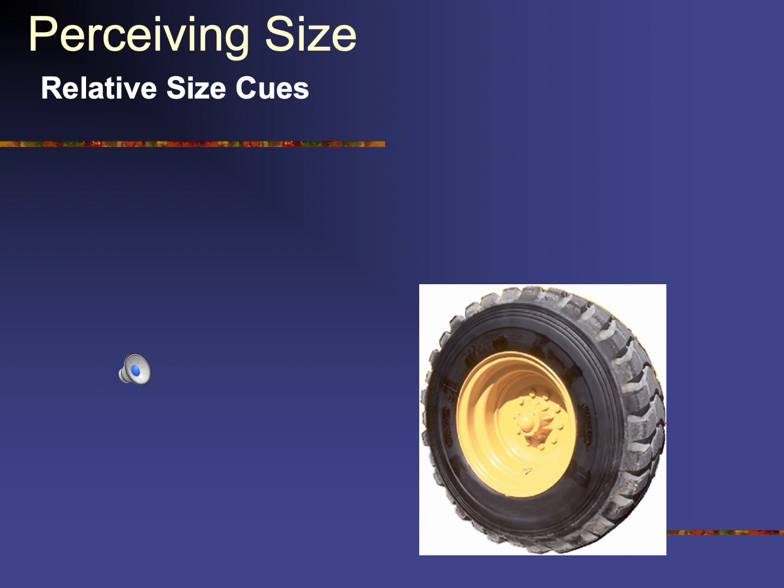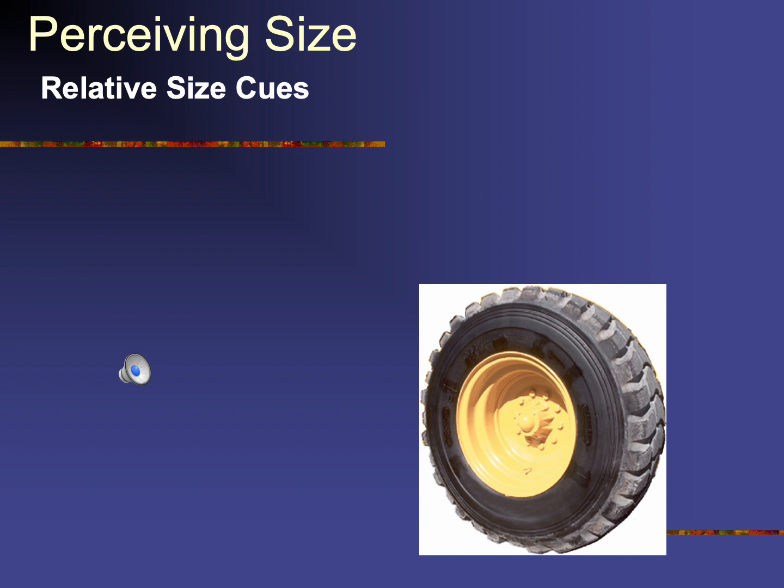Now if I just show you this tire like this, you probably don't have a clear sense of how large it is. It looks like it's probably a big rough tire you might see on a tractor or a truck or something. But it's hard to tell. There's nothing around it that gives you a clue to its size. For all you know, it could be a toy tire that's very small.